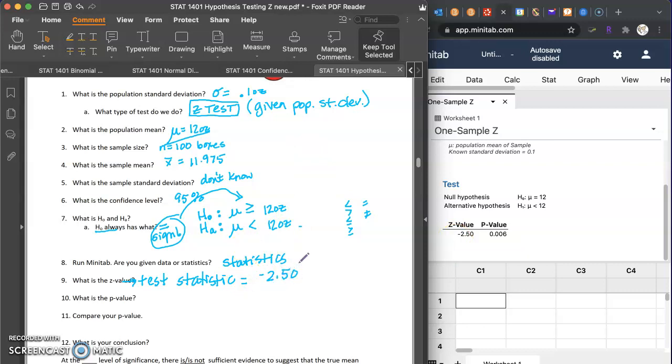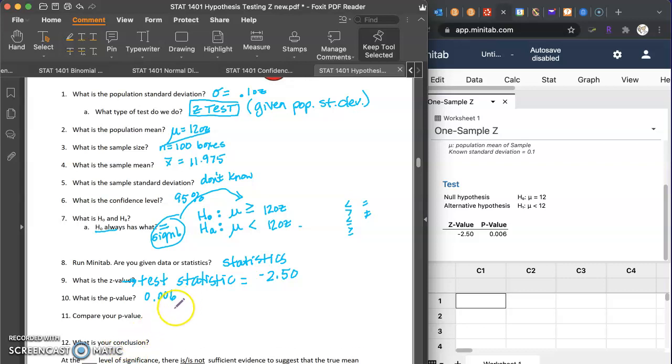If you're asked for the test statistic, sometimes that's confusing to students, but the test statistic is the same as the z-value that Minitab gives you. What is your p-value? And there's our p-value, 0.006. So you just read that straight off of Minitab.